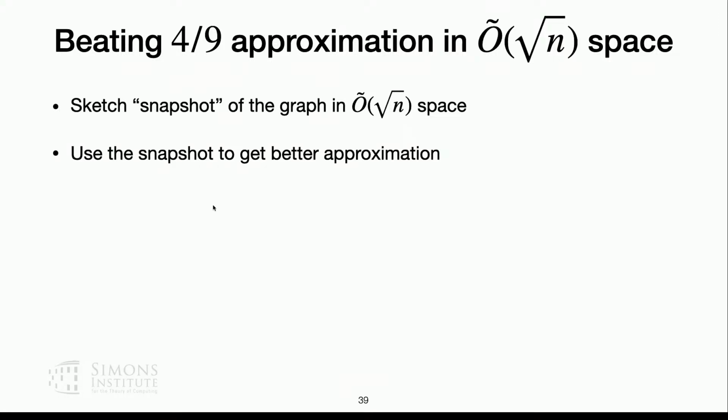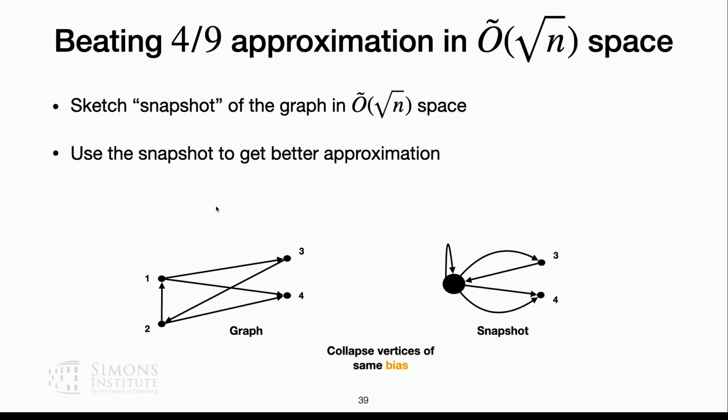So, what is this snapshot? Let's say this is your directed graph. A snapshot is where you collapse vertices of the same bias into one big bubble and basically treat them all as the same vertex. In this case, vertices 1 and 2 have the same bias, and so you collapse them and look at this collapsed graph, which is what we call a snapshot. From this snapshot, you can get a better approximation, and the snapshot itself can be estimated in order square root of n space. That's the high-level idea.